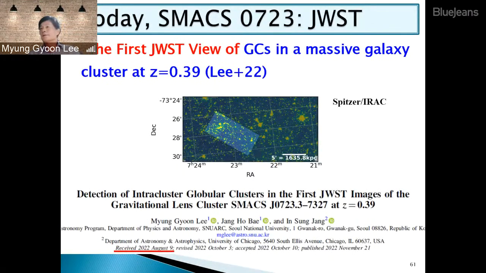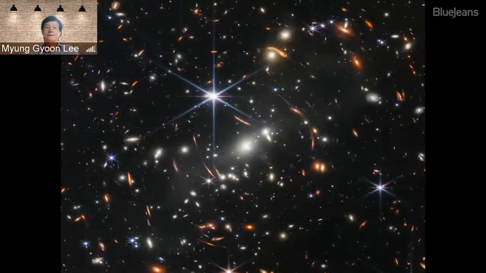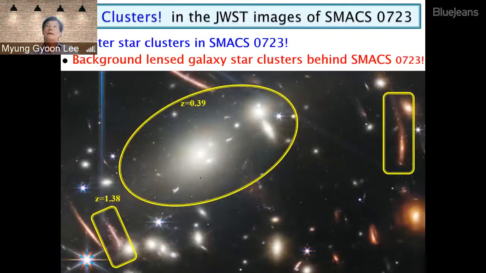But finally, I'm going to also introduce the JWST view of globular clusters in a massive galaxy cluster at a redshift of 0.4. So the famous image of the SPECS cluster, this beautiful image, and zooming in on the central part. In the central part, we see a zillion, many small dots which are globular clusters. Also, you can see red dots in the red boxes in the left bottom corner, which are globular clusters in the lensed background galaxies.